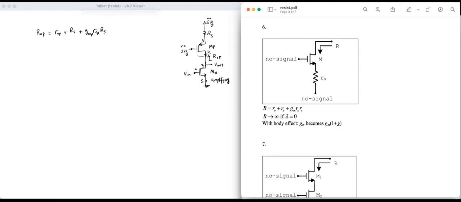So now this ROP is like RD for MN. So this is V in, V out, and ROP. Effectively, this is what's happening. It's like ROP is an RD for MN.